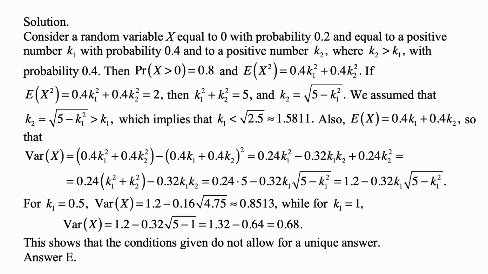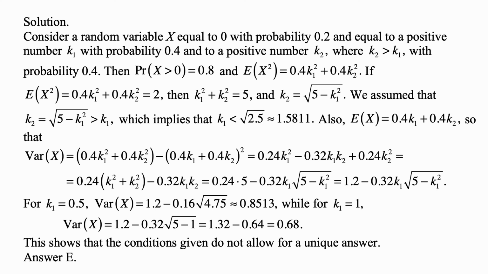And we know the relationship between k1 squared and k2 squared. We know that k1 squared plus k2 squared is 5, so this is 0.24 times 5 minus 0.32 k1 times the square root of 5 minus k1 squared. So that's 1.2 minus 0.32 k1 times the square root of 5 minus k1 squared. For k1 equal to 0.5, the variance is 0.8513, while for k1 equal to 1, the variance is 0.68. So this shows that the conditions given do not allow for a unique answer.